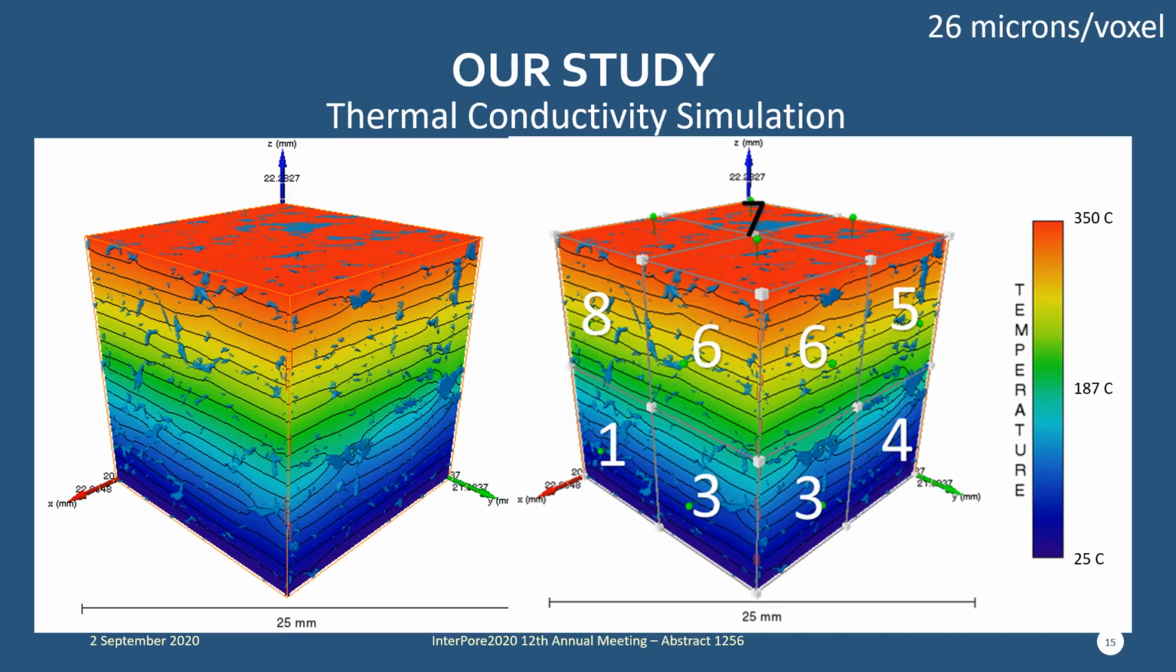For the thermal conductivity simulation, we not only did the simulations in X, Y, and Z, but we also did it for each division that we can see in the right image. All these 8 cubes that we divided, we got the simulations in each of them. So we could get the thermal conductivity at each location of the cubes. So we could study how the thermal conductivity varies along the whole sample.